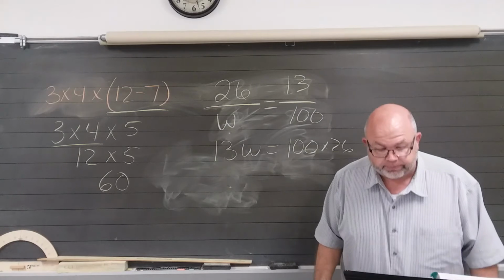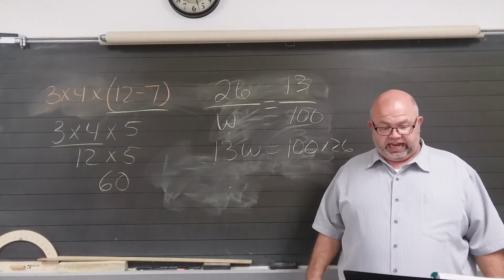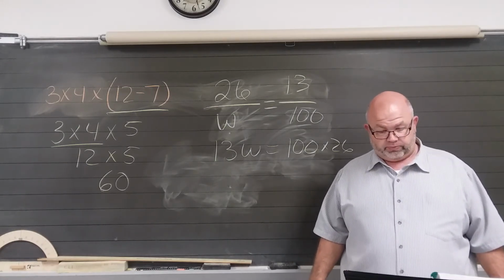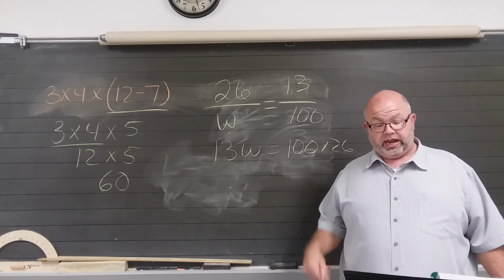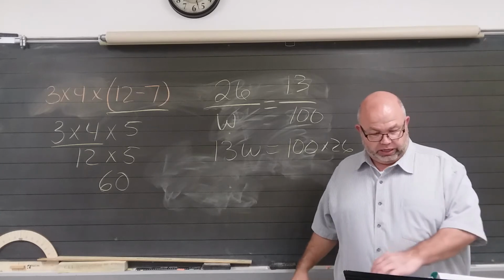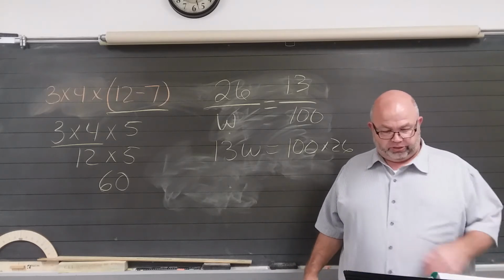Number 33, 13 days, 15 hours. Turn everything into hours. Turn 13 days into hours. 13 times 24, and then add the 15 hours. You should have 327 hours for number 33.